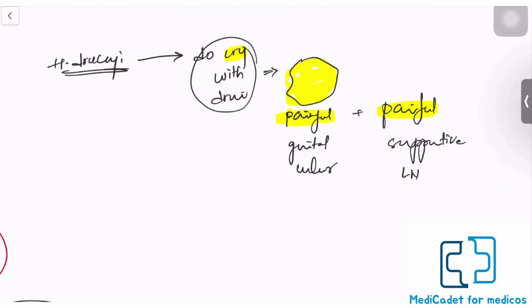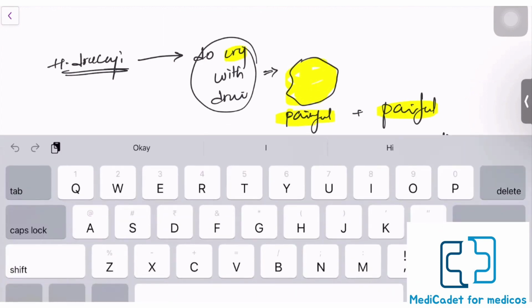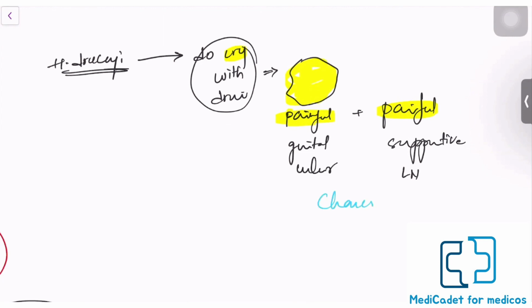This presentation is known as chancroid. Don't confuse this with chancre in case of syphilis. Here you're going to get this chancroid, which is basically a painful genital ulcer with painful suppurative lymphadenopathy. And they don't even ask you for the treatment in ducreyi. They want you to diagnose it as Haemophilus ducreyi. That is the maximum expectation.